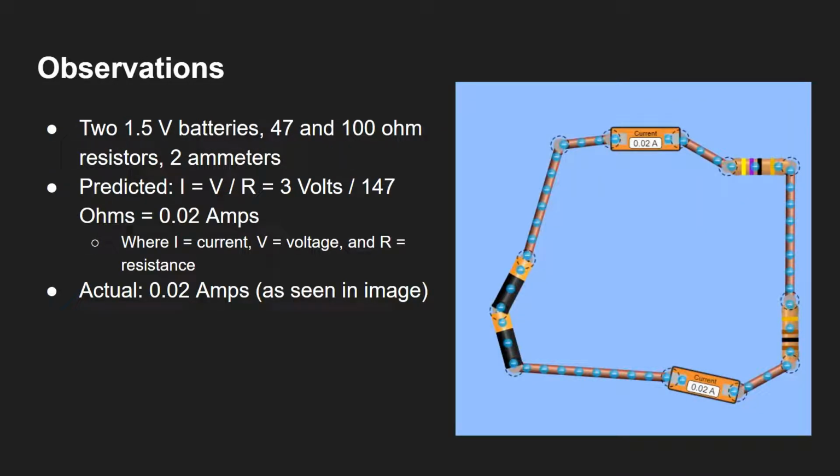Now observations with the circuit on the right, we have two 1.5 volt batteries, a 47 and 100 ohm resistor, and then 2 ammeters, and then the predicted current we can get with I equals V divided by R, where I is current, V is voltage, and R is resistance. We can get our current equal to 3 volts, so the two 1.5 volt batteries added together, divided by 147 ohms, the 47 and 100 ohm resistor, equals 0.02 amps for our current, and we can see that the actual current as seen right here on the ammeter is equal to 0.02 amps.